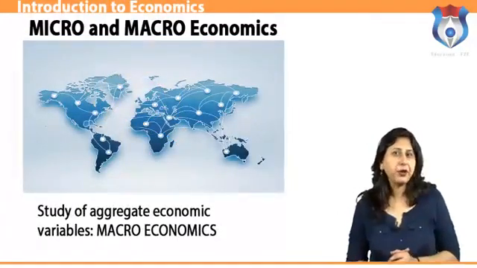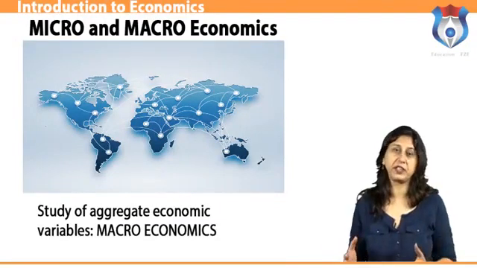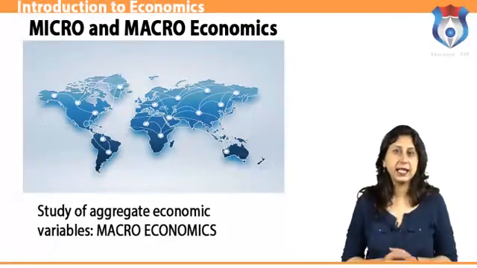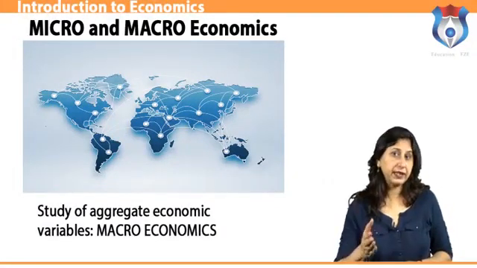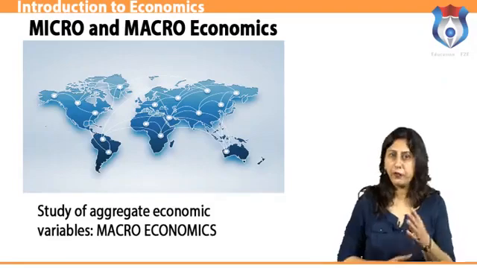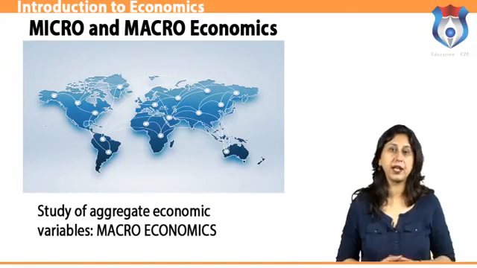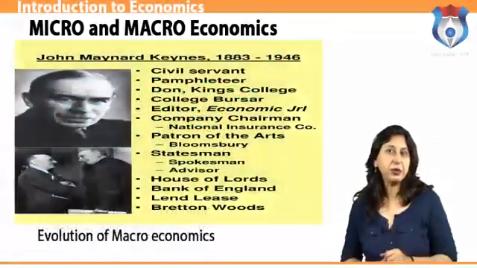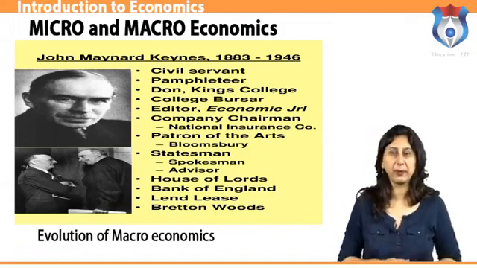Macroeconomics. Macroeconomics is concerned with the behavior or the functioning of an economy. It studies the aggregate economic variables, those variables that affect the economy as a whole. For example, national income, unemployment, inflation, etc. Now I will give you the brief about the events which led to the evolution of macroeconomics.